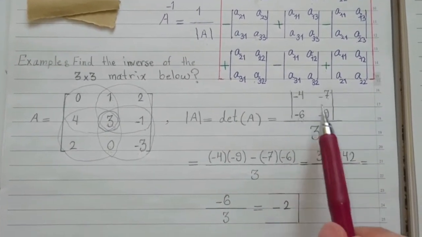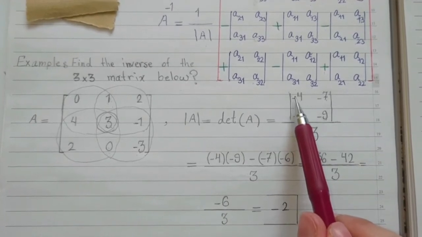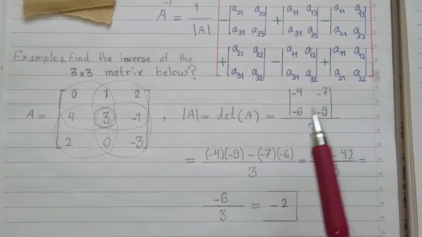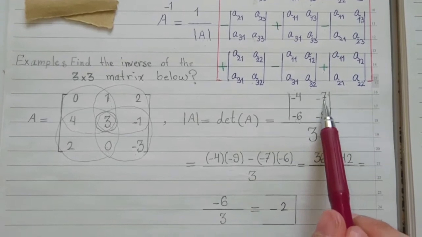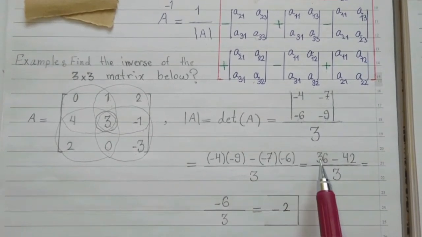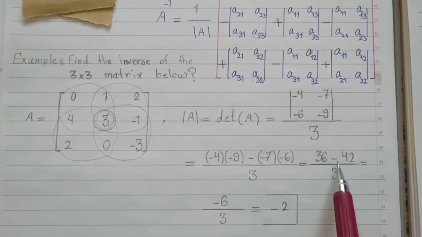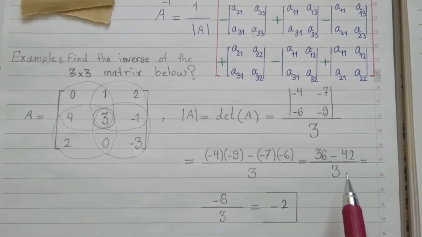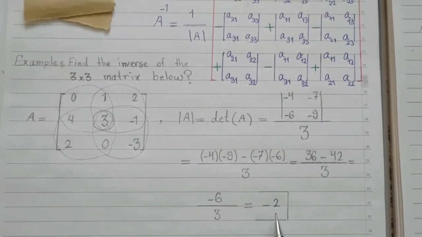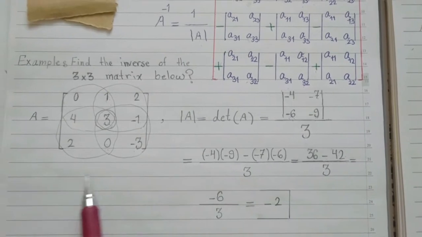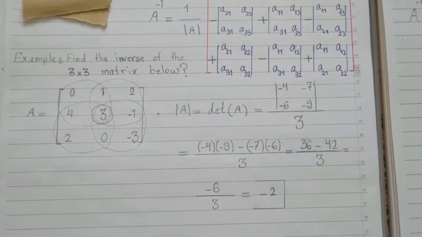Then we find the determinant of this matrix, negative 4 times negative 9 minus negative 7 times negative 6, which is going to be 36 minus 42 over 3. So the determinant of our 3 by 3 matrix is negative 2.